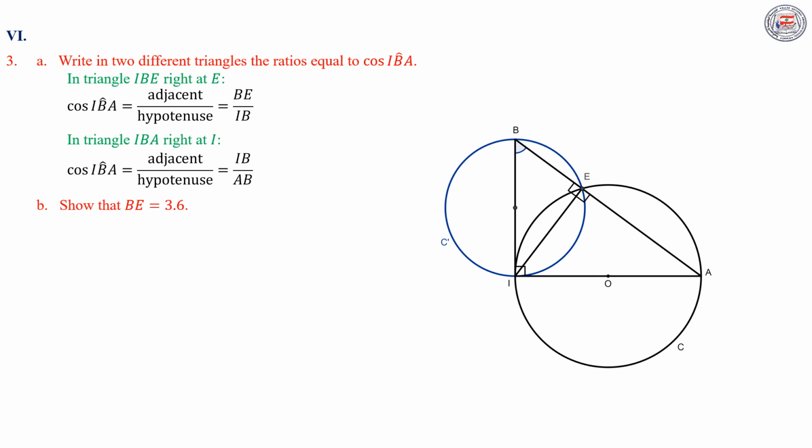In part B, show that BE is equal to 3.6. We have to calculate BE. Using part A, since we have the same cosine, which is cosine IBA, we can deduce that BE over IB equal IB over AB. Then BE over IB, which is 6, equal IB, which is 6 also, over AB, which is 10. If we make a cross multiplication, we get 10 BE equal 36. Therefore, BE is equal to 3.6 centimeters.